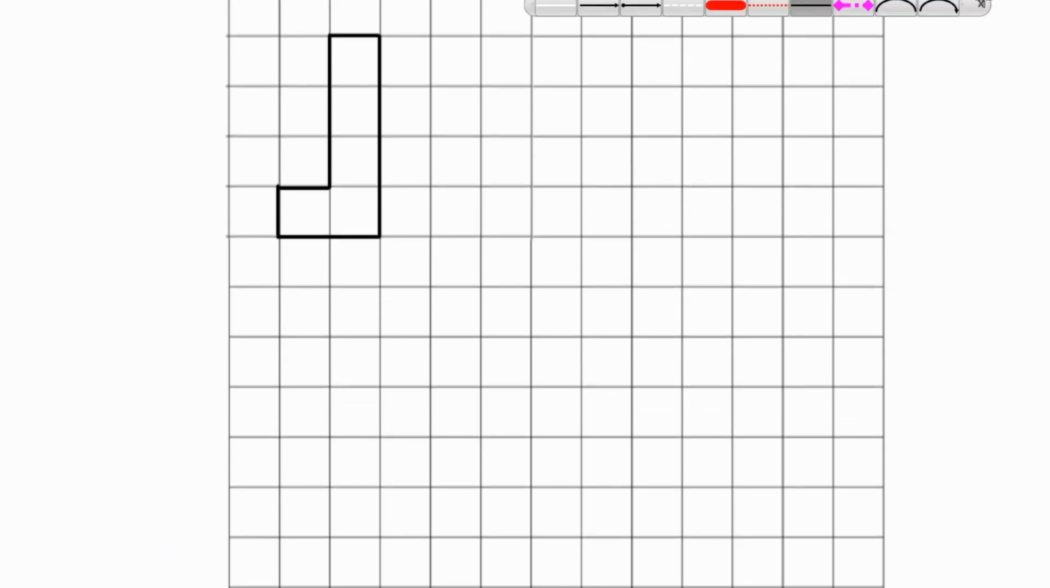So let's enlarge it. So at the minute, its height is 1, 2, 3, 4. So if we double it, the height will be 8. So 1, 2, 3, 4, 5, 6, 7, 8. So the new shape would have a height of 8 centimeters. The base was 2 centimeters, so we're going to double that. It's going to be 4 centimeters. So 2, 3, 4. This part had a length of 1 centimeter, so let's double it to be 2 centimeters.